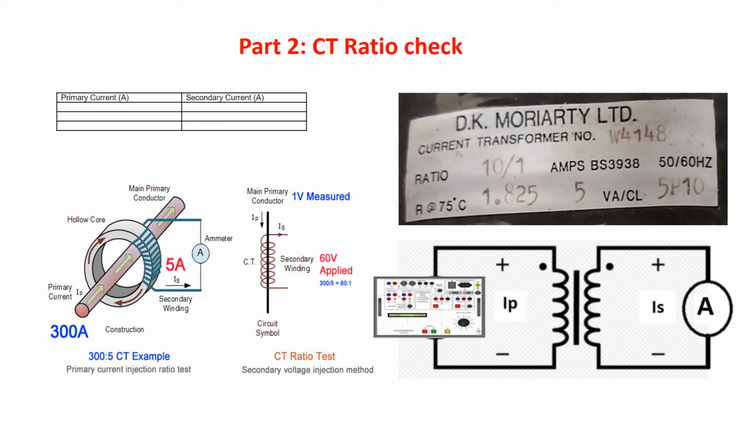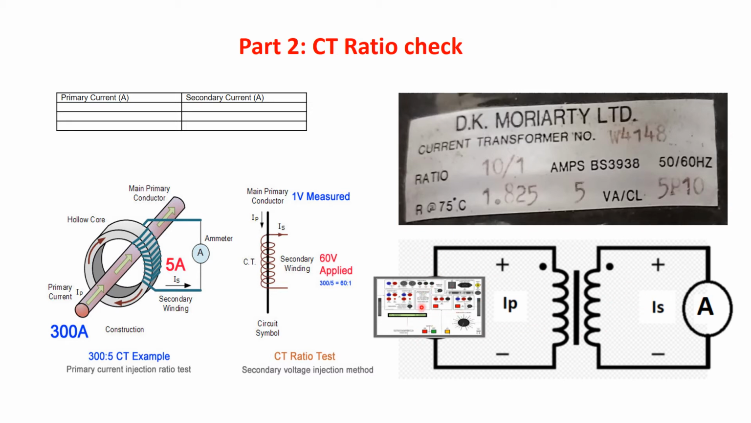And now for part 2, the CT ratio check or CT ratio test. As we saw in the data from the current transformer we used, the ratio is 10 to 1. But we need to check this one. So what we are going to do, as in this figure here, is inject a current to the primary, vary this current, and measure the current in the secondary and see the ratio.